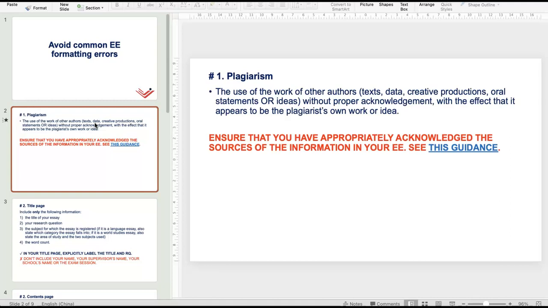Okay, if you don't make it clear to the reader where the information has come from, you're going to lose marks. So it's very, very important that you have correctly referenced all your work. All the sources of information that you've used in the essay must be cited.